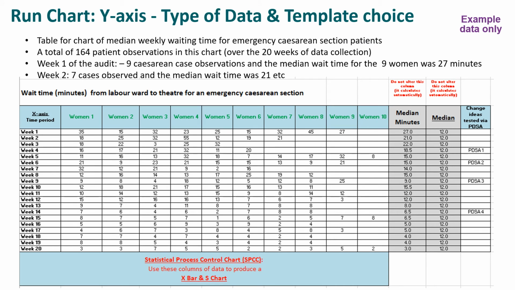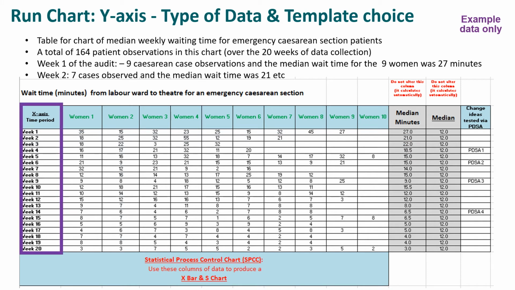This is the table from which the chart of the median weekly waiting time for emergency caesarean section patients came from. This table includes 164 patient observations over the 20 weeks of data collection. In week 1 of the audit, there were 9 caesarean section cases observed, and the median wait time for those 9 women was 27 minutes. In week 2, there were 7 cases observed, and the median wait time for those women was 21 minutes.